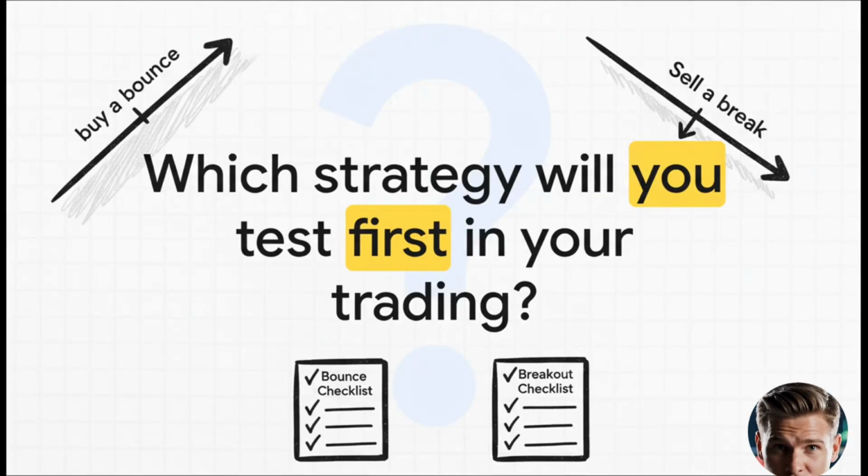So there you have it, a professional framework for trading trend lines. You are no longer guessing whether you should buy a bounce or sell a break. Now you have a specific checklist for each scenario. So the only question left is, which one of these powerful strategies are you going to start testing first? Are you going to be a trend follower with the bounce or a trend breaker with the breakout?